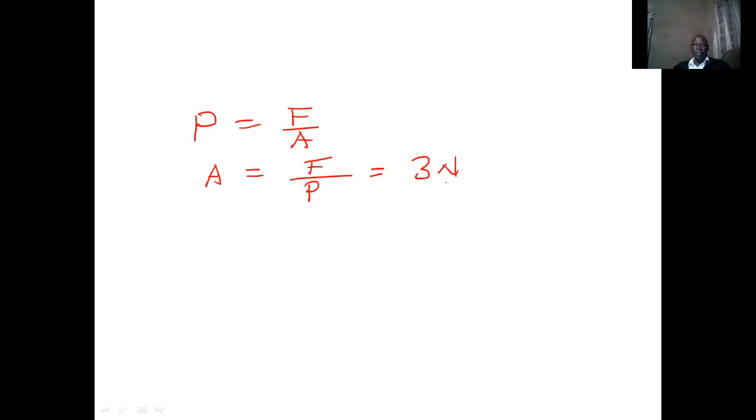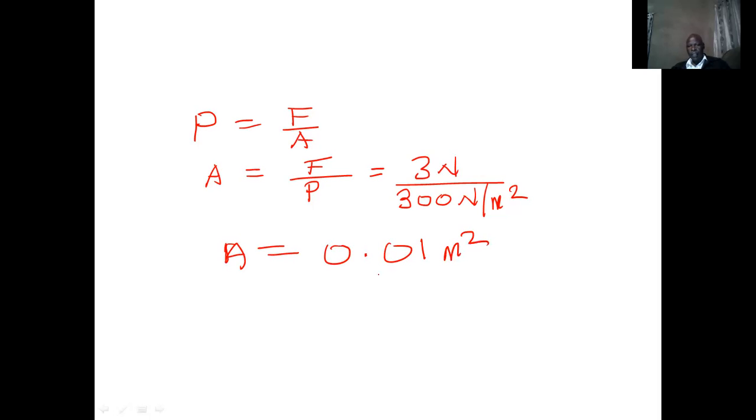3 newtons. And the pressure is actually 300 newtons per square meter. And when we actually calculate, we note that our area would be equal to 0.01 square meters. So basically, this is how we can calculate this question.